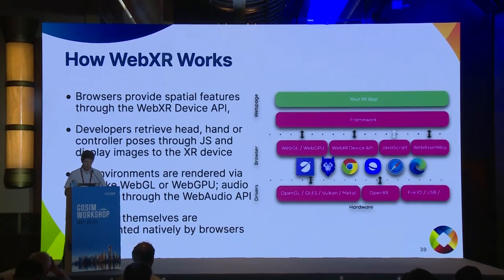So the way WebXR works is that the web browsers provide special features to the web applications, and the web applications, through JavaScript, can make use of these features. For example, they can render 3D environments via WebGL or WebGPU. They can render audio through the web audio API. And then natively, internally, the web browsers implement those APIs. So WebXR is a common way for web applications to use all this functionality.